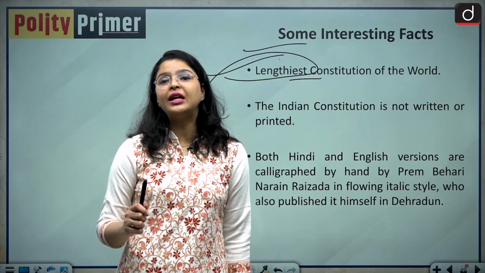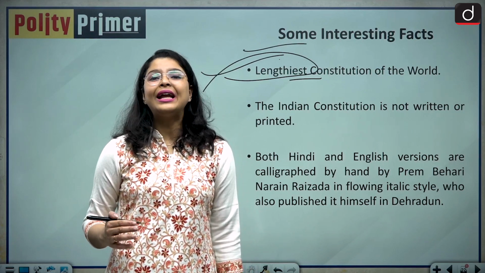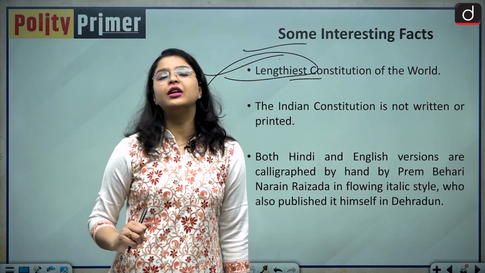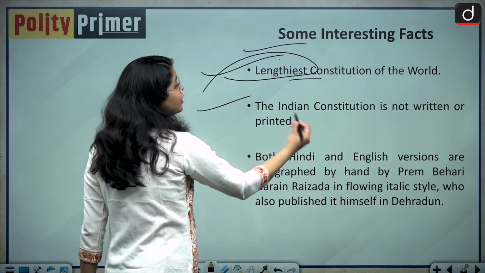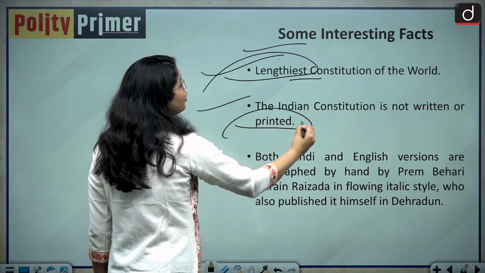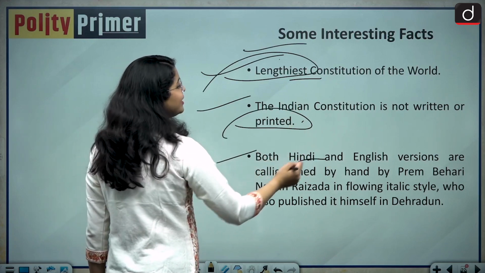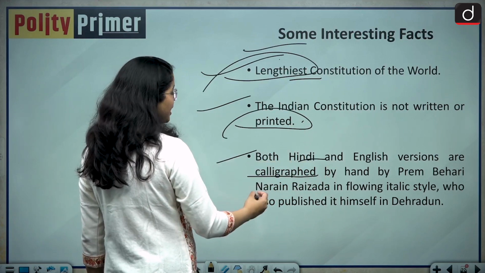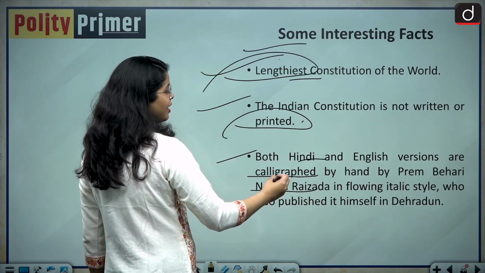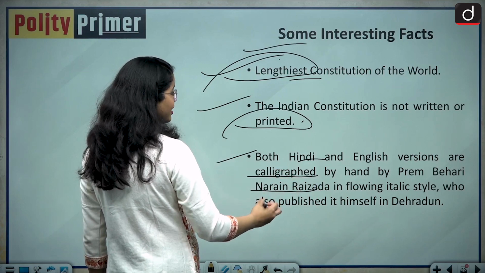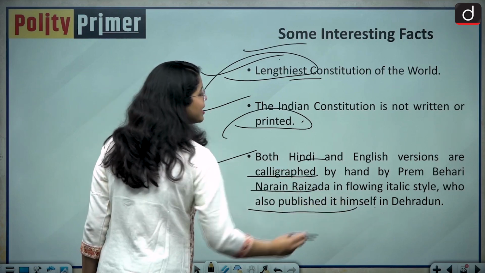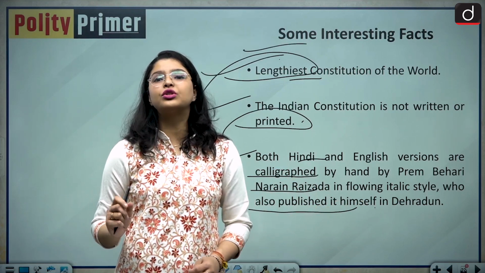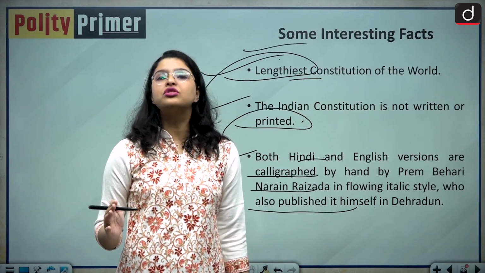And that was the side effect of the colonial era. And that is why our founding fathers wrote everything in our Indian Constitution. The Indian Constitution is not written or printed. Both Hindi and English versions are calligraphed by hand by Prem Bihari Narain Raizada in flowing italic style, who also published it himself in Dehradun. So basically, we did not type our Indian Constitution. It is a handwritten constitution.